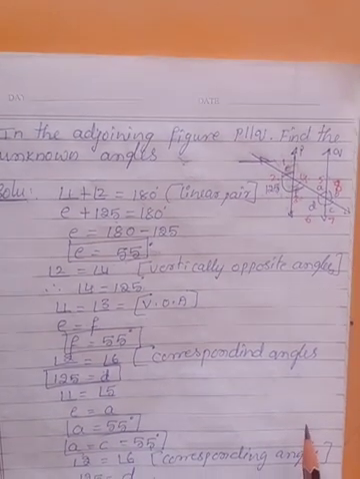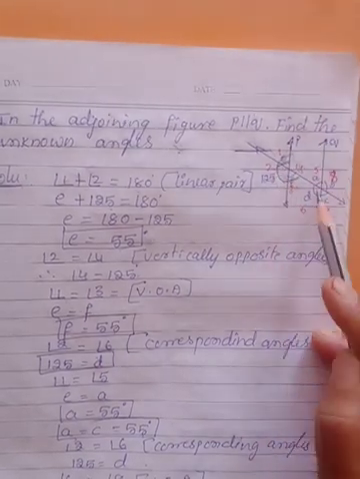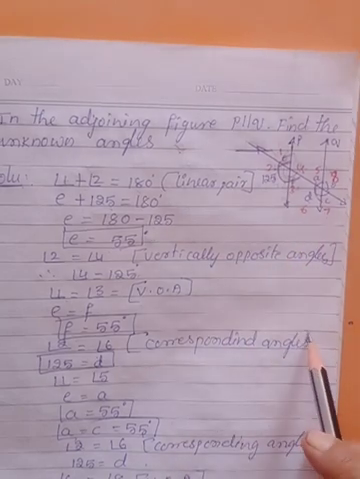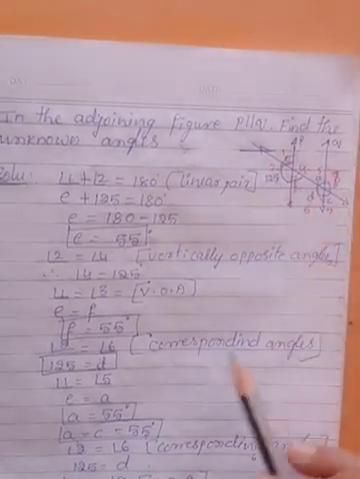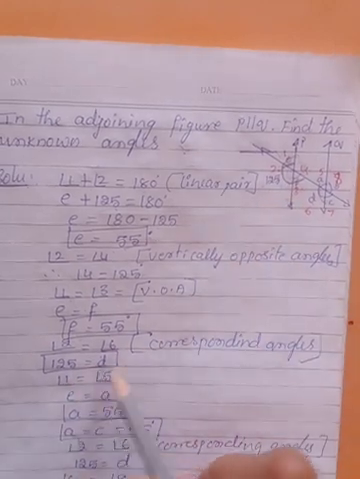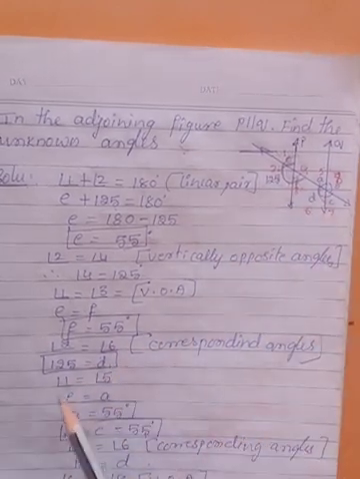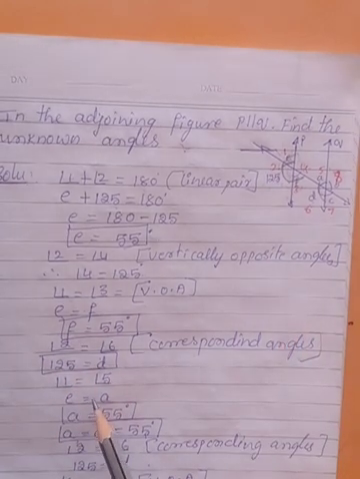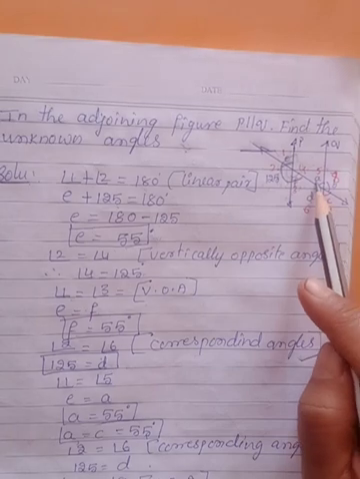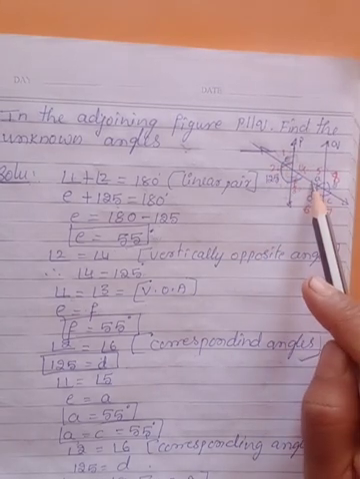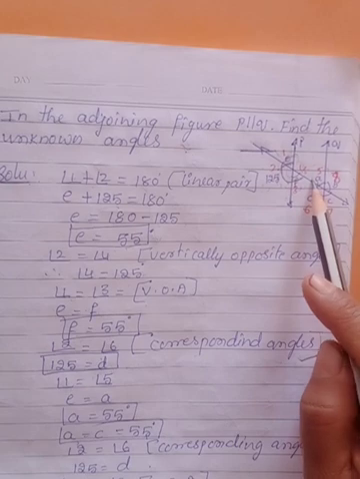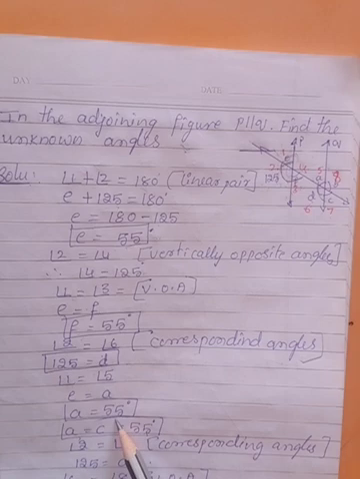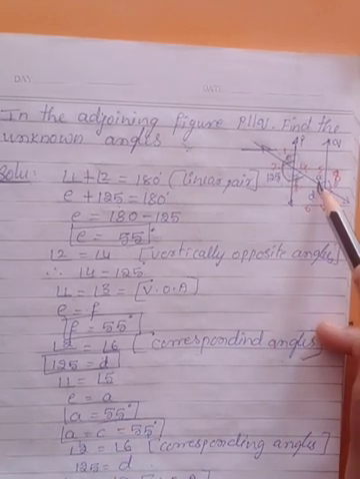Next, 2 is equal to 6. Here is 2 and here is 6. What type of angles? Corresponding angles. 2 is equal to 6. 2 we know is 125. 6 is D. Therefore, D is equal to 125. Again, angle 1 is equal to 5 here. Corresponding angles only. That is, E is equal to A. E we got here as 55. Therefore, A will be 55 only. We got this angle also.